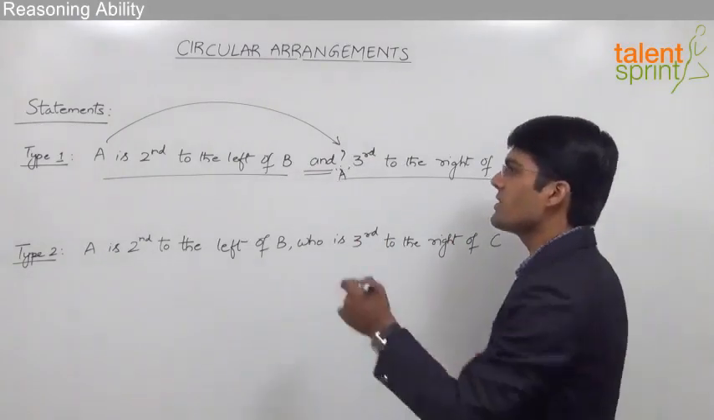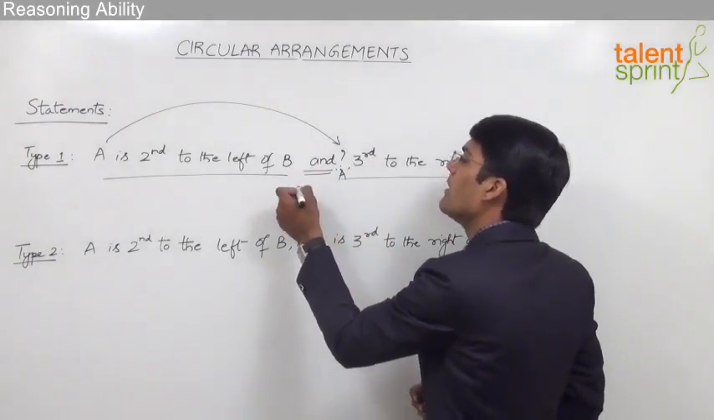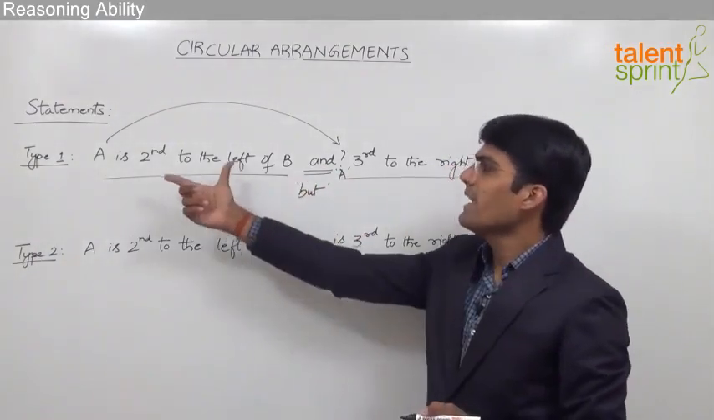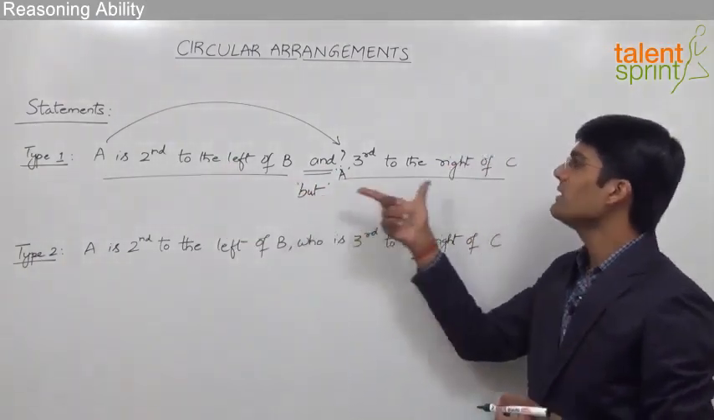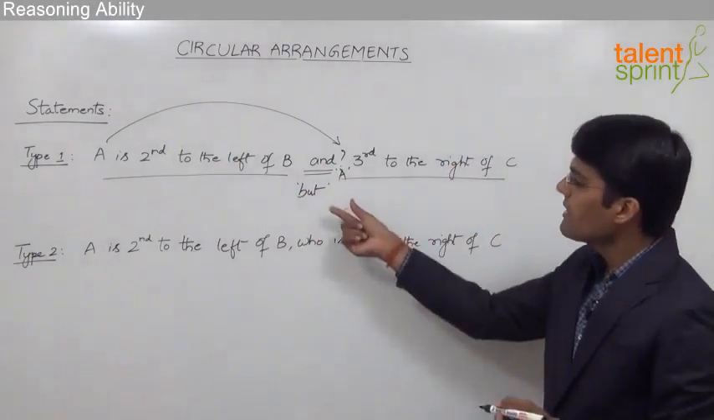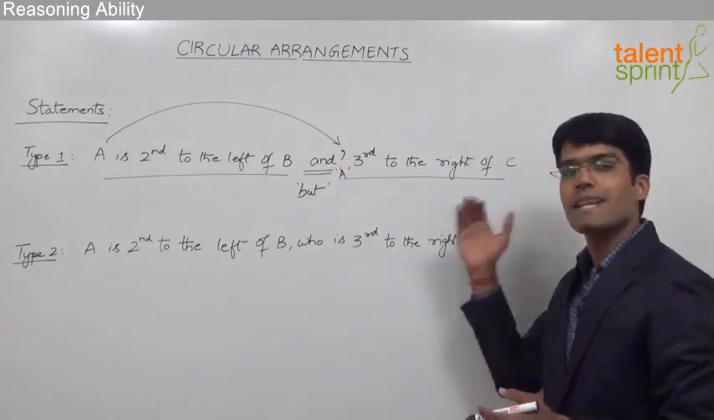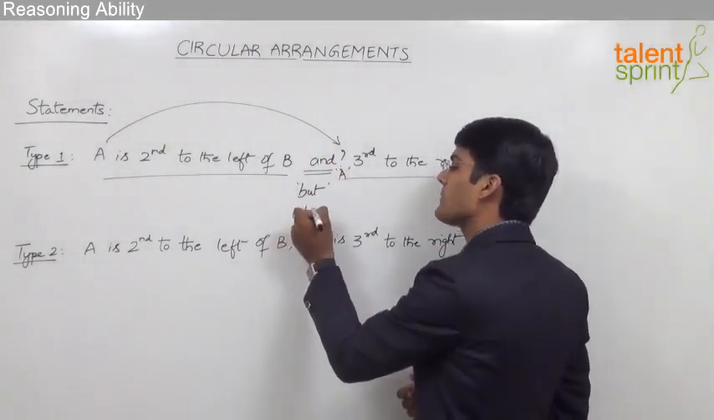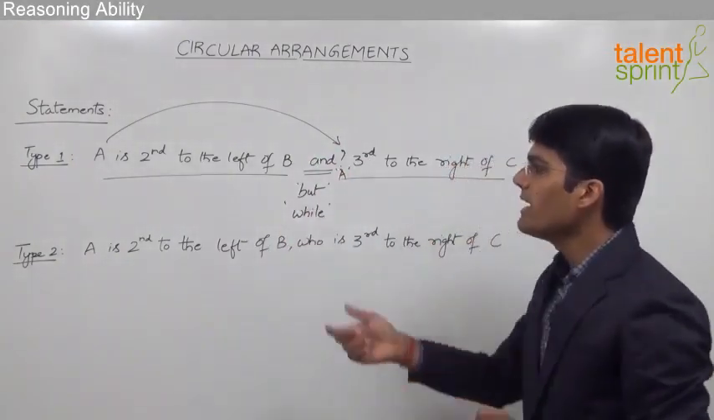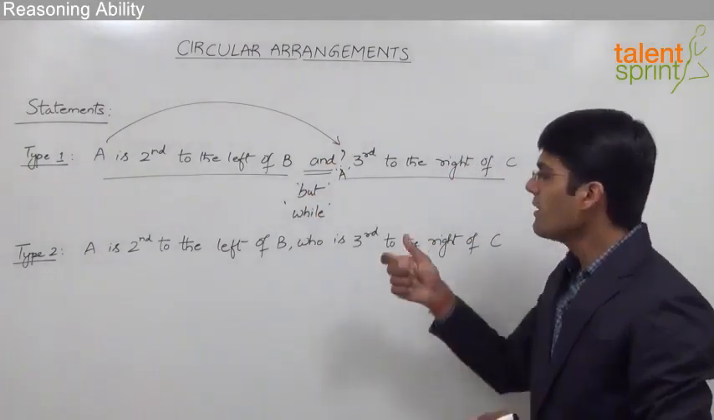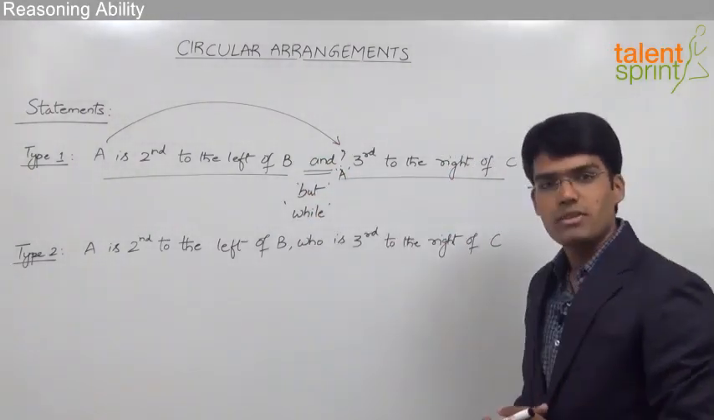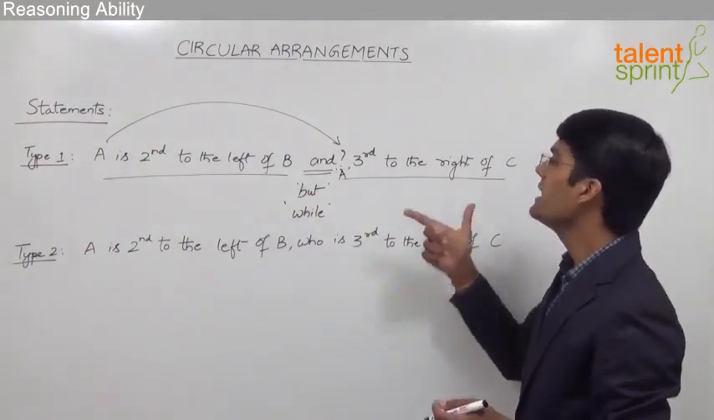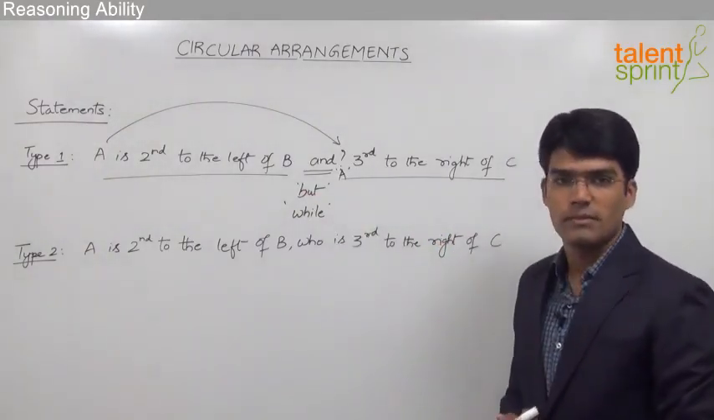Similarly, sometimes instead of the word and, the word but is used. Even in this case, that is A is second to the left of B but third to the right of C, we always refer to the first person in the second part of the statement. And the third possible case would be while. That is, the statement would be A is second to the left of B while third to the right of C. So we should take it in such a way that A is second to the left of B and A is third to the right of C.